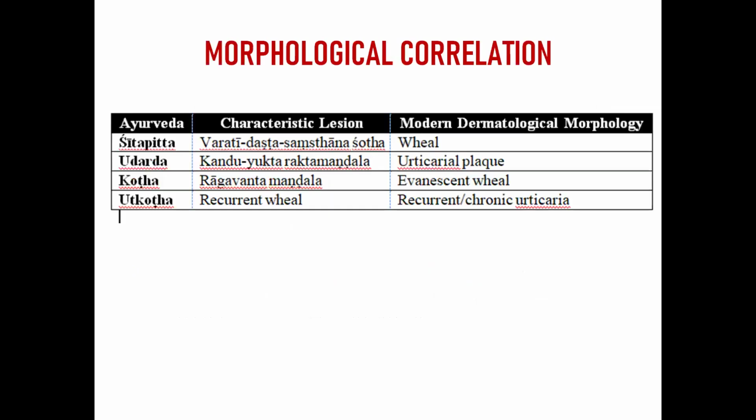And morphological correlations: Shitapitta, Varati Damshta Samsthana, can be correlated with the wheal. Udarda, urticarial plaque. Kodha, Raga Anvita Mandala, evanescent wheal. And Utkodha, recurrent chronic urticaria.